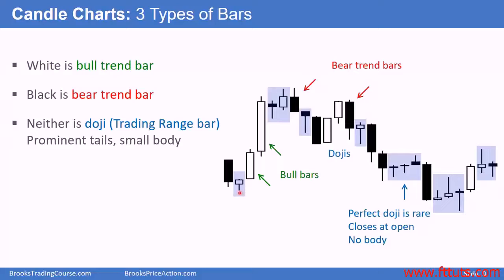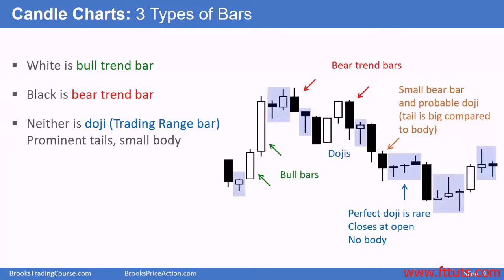So any small bar where the body is maybe half the size of the bar or less, I call it a doji bar. Because as I said, I use doji to refer to a trading range bar. And I think of all bars as either trend bars, here, a bear trend bar, bull trend bars, or trading range bars, here. So small bars, doji bars, bars with prominent tails, are doji bars. Doji bars can be very big. If the body is small, I still call it a doji bar.